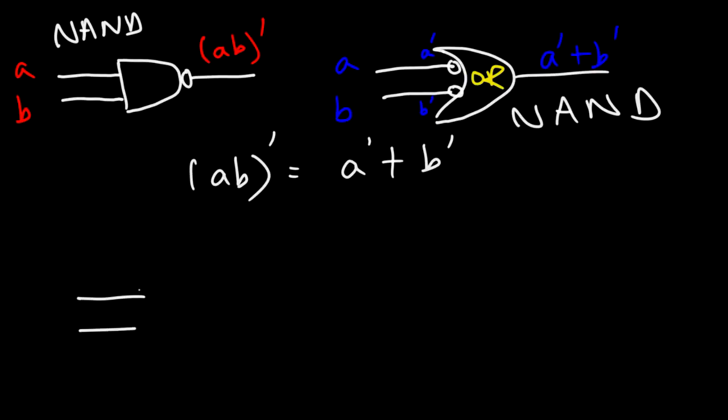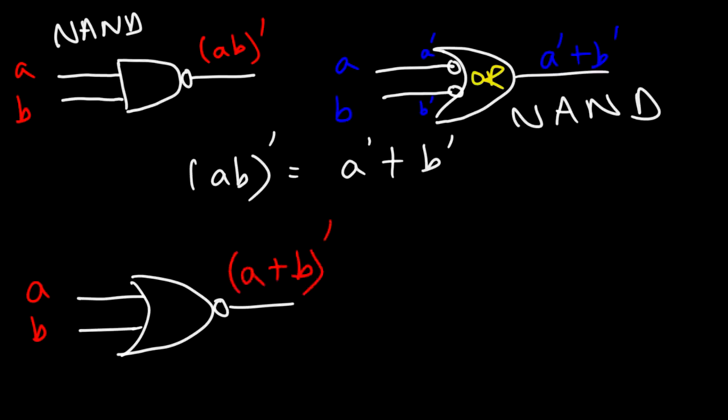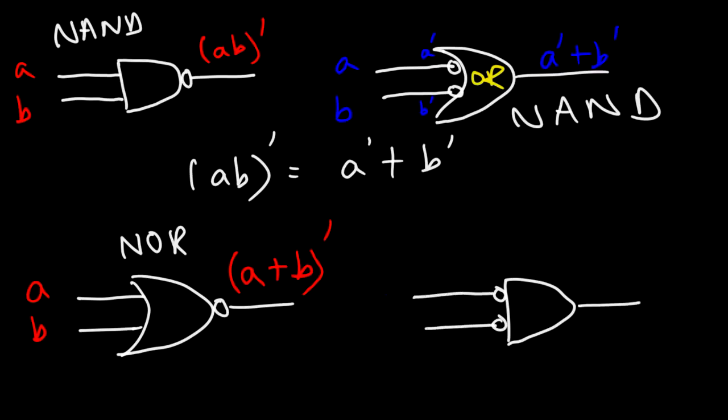Next up, we have the NOR gate, which has a circle at the end. So given the inputs A and B, the output will be A plus B. That's for the OR gate, but for the NOR gate, you need to write the complement of that. Now, another way in which we can represent the NOR gate is using the AND gate symbol, but with two circles at the inputs. So A and B becomes A prime and B prime.